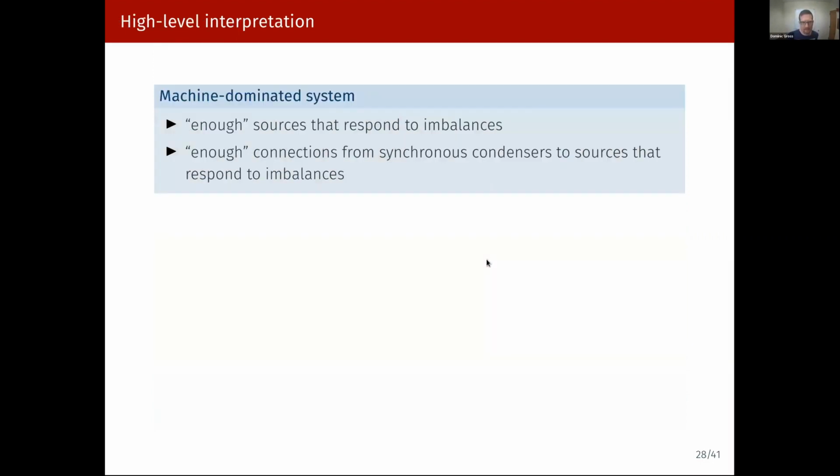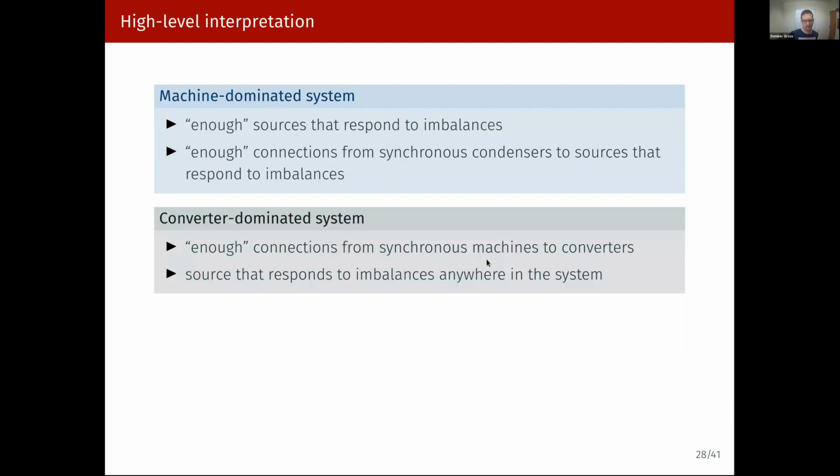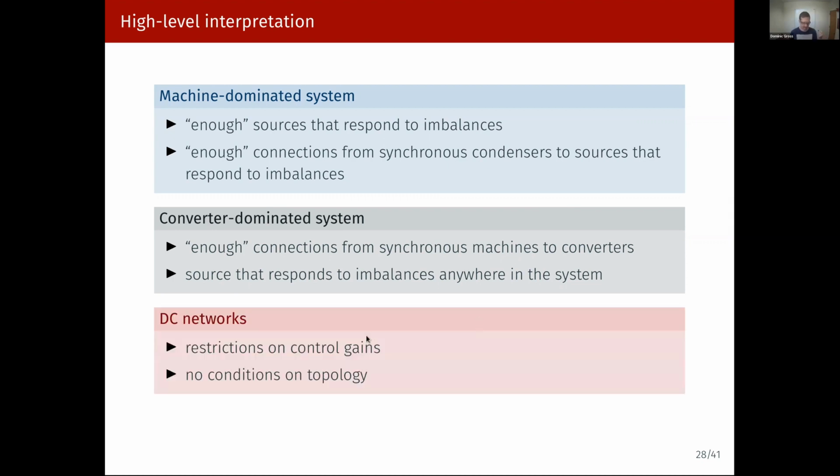And maybe to give a high level interpretation of what's going on here: if you have a machine dominated AC system, you need enough sources that respond to imbalances, and you need enough connections from synchronous condensers or flywheels and so on to sources that respond to imbalances. Whereas if you're in a converter dominated system, it's basically the machines that you need to worry about, and you need a tight enough connectivity between machines and converters and the sources that respond to the imbalances. For DC networks, as I said, there are restrictions on the control gains, but no conditions on the topology. So in that sense, these conditions are fairly mild. They're basically just encoding what you would have expected.